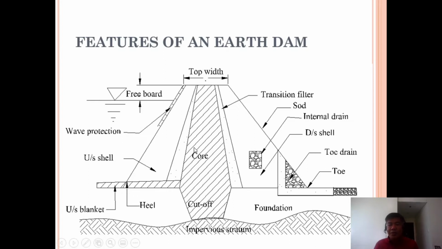So this is the zoned embankment because you have the upstream shell, you have the downstream shell, then you have the transition filters, then you have the core membrane. So this is your heel, this is your toe. You can have there the toe drain or the filter, or you can have it as a horizontal one, and so on. So you have the foundation, and of course it should be laid in the impervious stratum. So that is just the basic features of an earth dam.